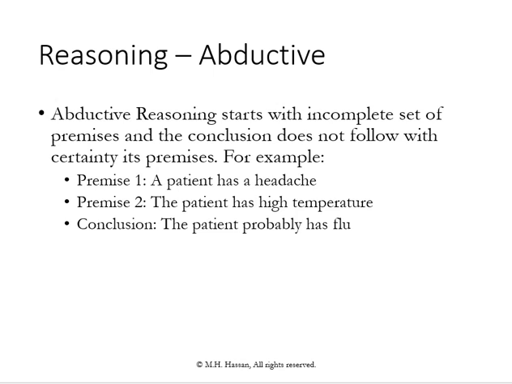Now, reasoning could be abductive. Abductive reasoning starts with an incomplete set of premises, and the conclusion does not follow with certainty from its premises. For example, premise 1, a patient has a headache. Premise 2, the patient has a high temperature. Conclusion: the patient probably has flu. So this conclusion does not follow with certainty from its premises. The patient may have flu or may not have flu. It could be wrong.